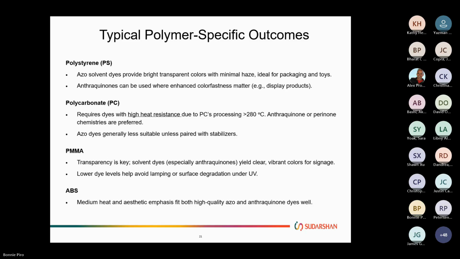Polycarbonate, because of the nature of the polymer itself, it's going to require the dyes that have the highest heat resistance, which is not the azos, unless you pair it up with stabilizers to help with the heat profile. And then PMMA and ABS, these are some other areas where dyes fall into good suitability, depending on what you're looking for.